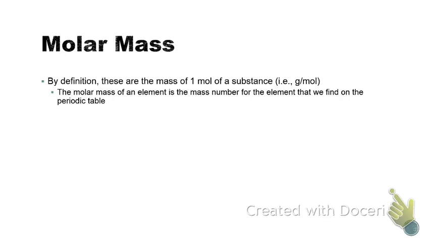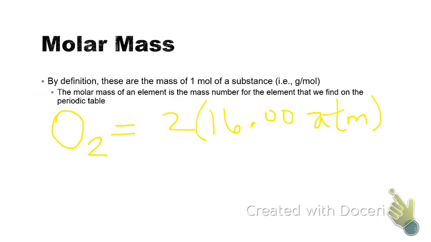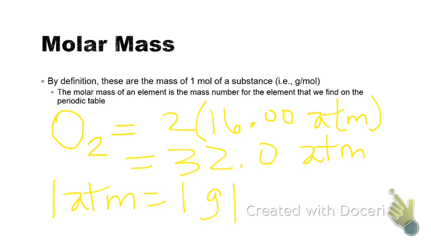So, for example, let's take oxygen. Remember, molecular oxygen is O2, because it's a diatomic molecule, so it's 2 times 16.00 AMUs. So it's roughly equal to 32.0 AMUs. Well, 1 AMU is equal to 1 gram per mole. So that literally means if we want to measure out a mole of oxygen, you just have to measure out 32 grams worth of oxygen gas.